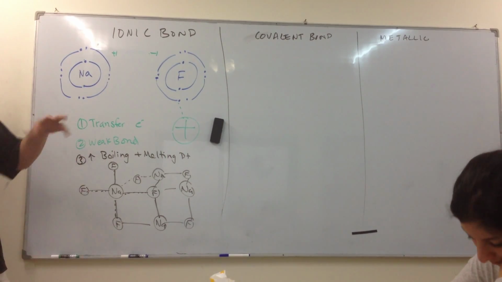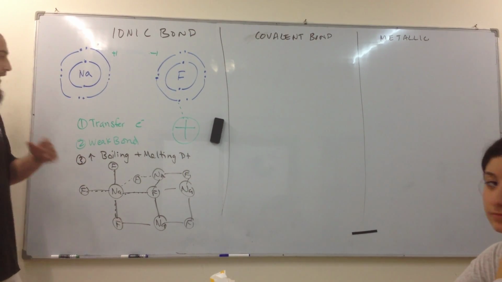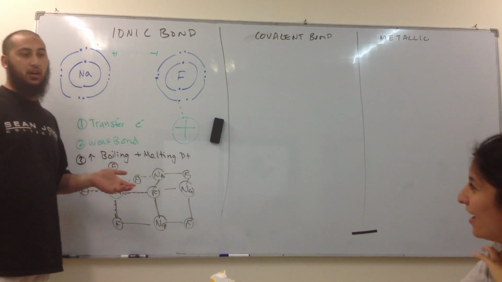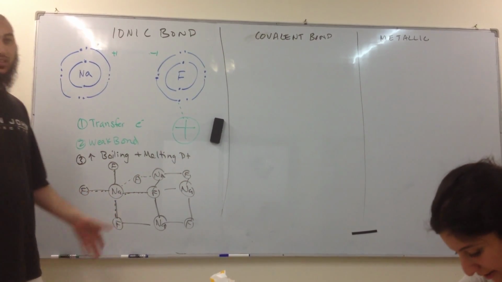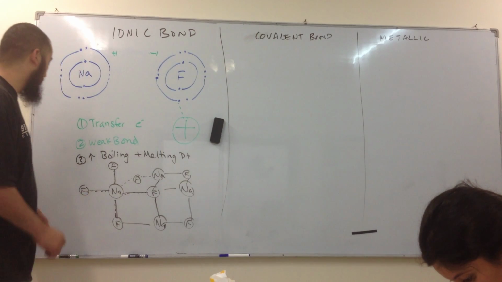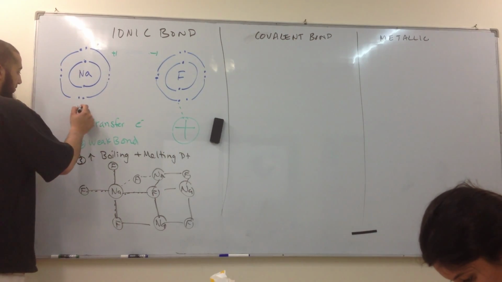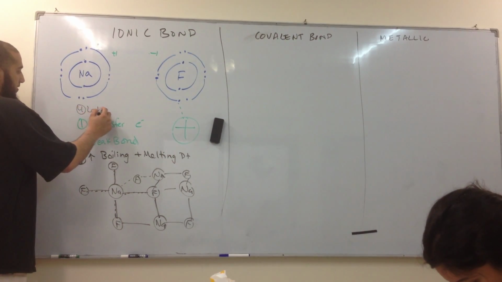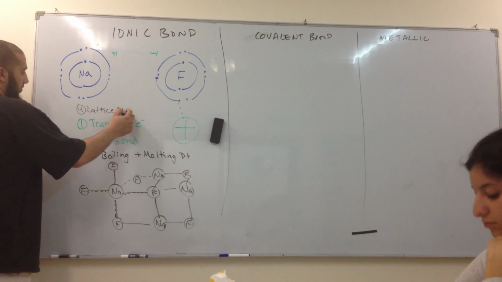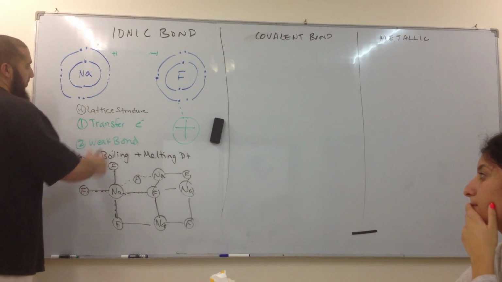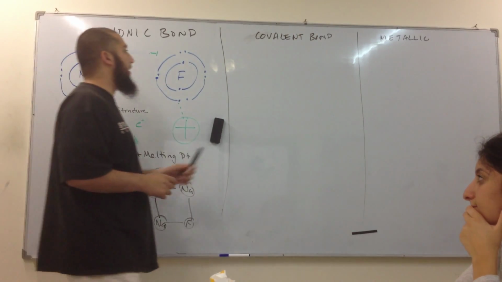So this is the lattice structure. There are a few different types of lattice structure. You can have a hexagonal one, you can have a cubic one, all these things. But overall, it has a lattice structure. So add that as a fourth point: lattice structure. Does that make sense now? Okay, now I'm just going to covalent bond.